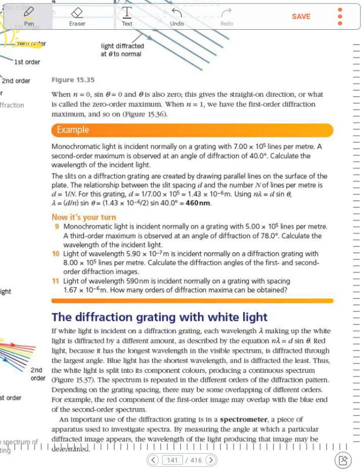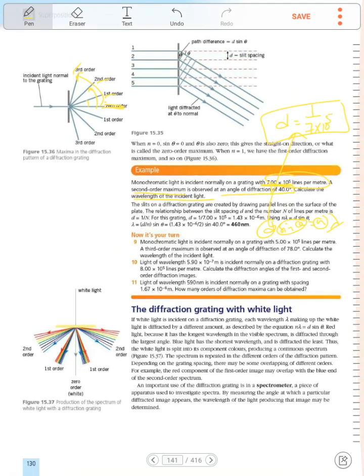Here we have an example: monochromatic light with 7 times 10 to the power 5 lines per meter. So d equals 1 over 7 times 10 to the power 5. A second order, so n equals 2, is observed at an angle. Calculate the wavelength. Very easy. d sine theta equals n lambda, n is 2, the angle is given, and d is calculated here, so you can find the value of the wavelength. We use here a monochromatic light, which is red or blue or whatever.